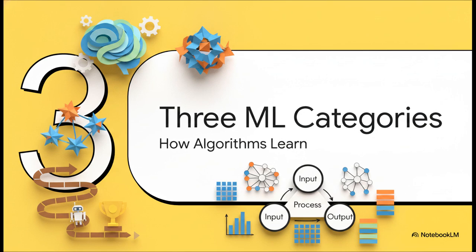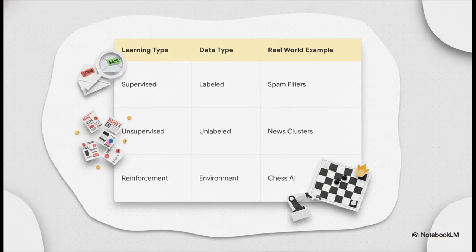Moving forward to section 3, ML categories. Within machine learning, we can neatly organize how algorithms learn into distinct buckets. Let's look at this breakdown. We can actually divide machine learning by the specific type of data it eats. As you can see, there are 3 distinct paths here: supervised, unsupervised, and reinforcement learning. Let's break these down one by one.